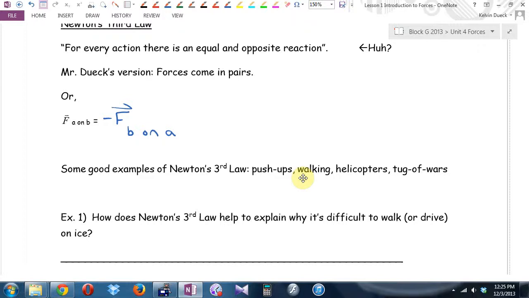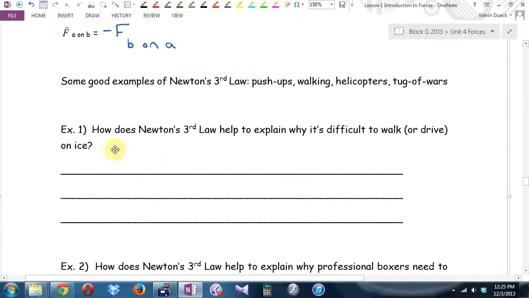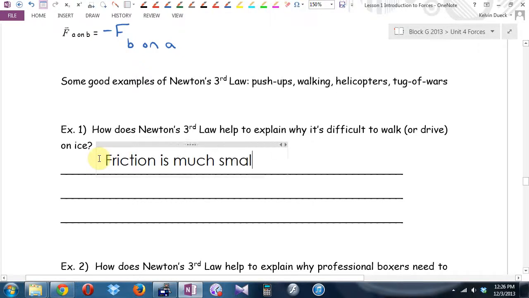How does Newton's third law help explain why it's difficult to walk or drive on ice? The friction force is much smaller. And so if you demand the friction force be big enough that you can turn, I'm sorry, forces come in pairs. It can only be so big.